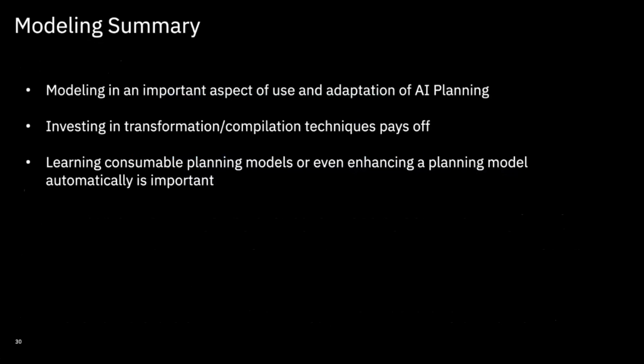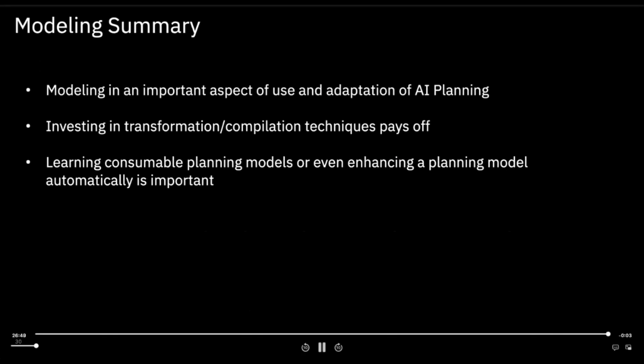Now, in summary, modeling is an important aspect of the use and adaptation of AI planning. As we saw, investing in transformation and compilation techniques pays off. Lots of different approaches, in particular in applications, do use these compilation and transformation techniques. Also, learning consumable planning models or even enhancing a planning model automatically is very important, as we saw in many real-world applications. Now, this concludes the modeling section of this tutorial, and now we're going to be taking a break. Thanks.